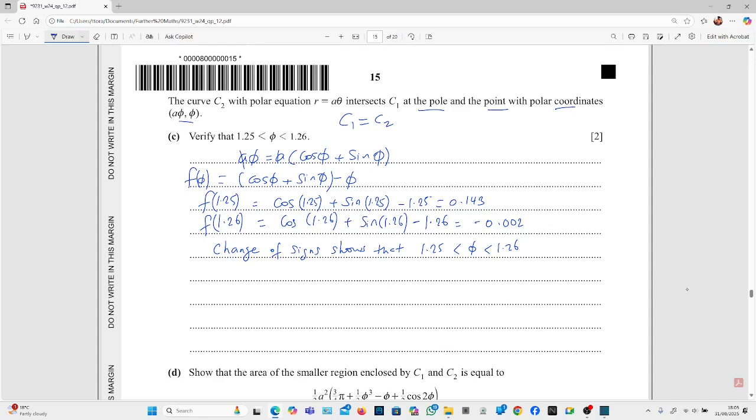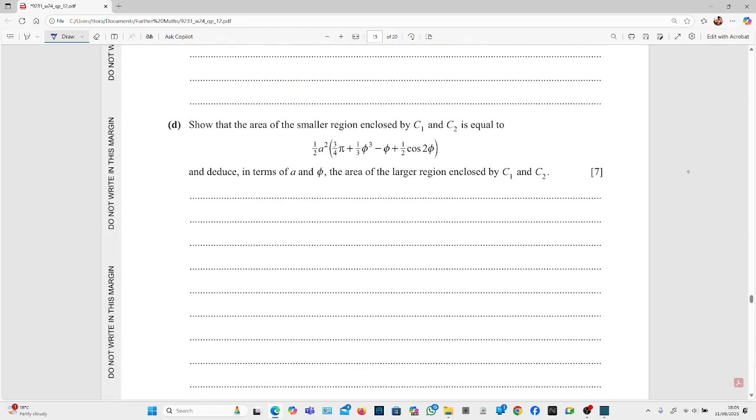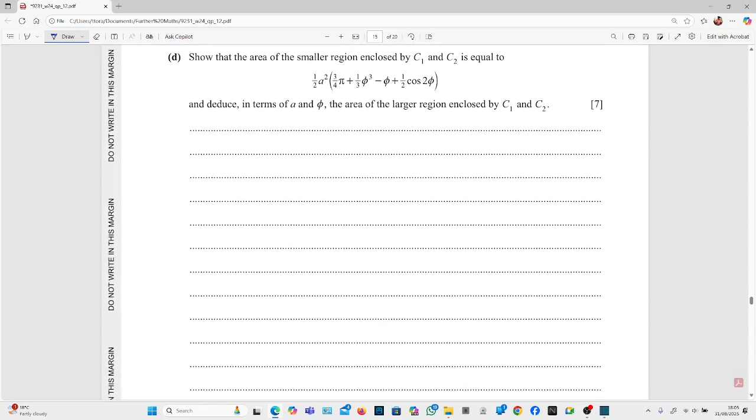Now moving on to the fourth part of the question. Part D of the question here now. Show that the area of the small region enclosed by C1 and C2 is equal to all of that expression over here, and then deduce in terms of A and phi the area of the larger region enclosed by C1.